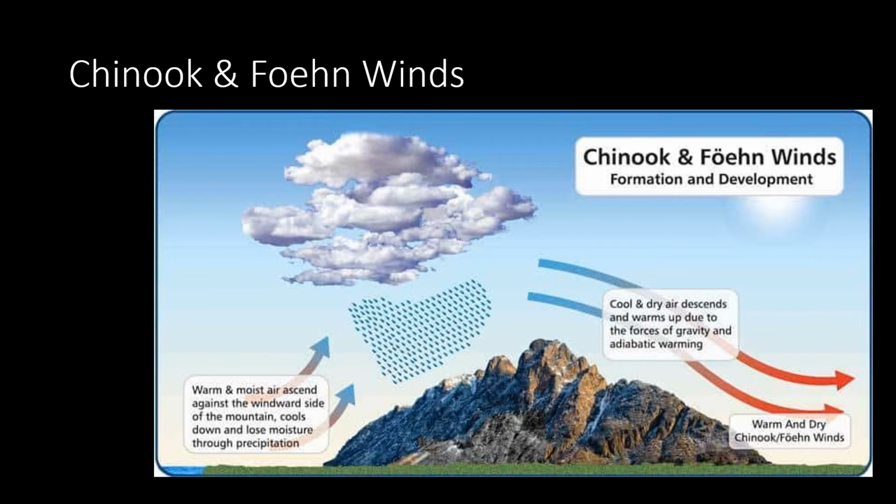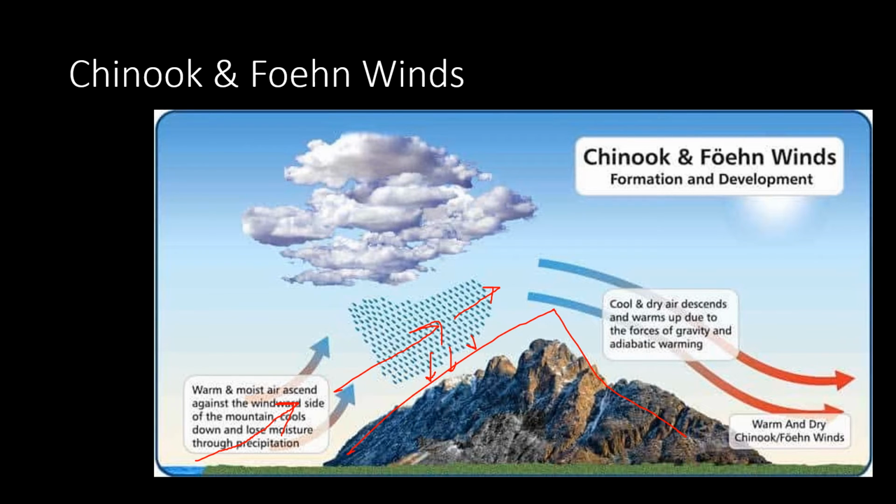And now the Chinook and the Foehn winds. These are the winds of the North American continent. So these are the Rockies, and when the wind comes from the Pacific Ocean, near the Pacific Ocean, it's warm in nature and also moist. With moisture, the wind starts to rise over the mountain. When it is rising, it will lose its moisture, so rainfall would occur.